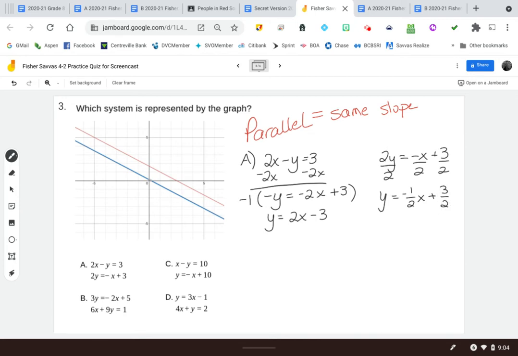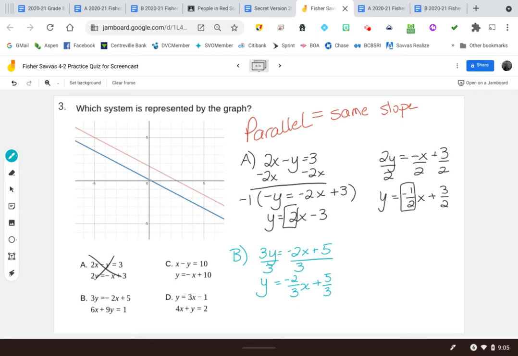If I look at the slope of those two equations, the slope of the first equation in A is 2. The slope of the second equation in A is -1/2. That is not the same slope, so it cannot be A. All right, let's move on to B. In problem B, I have 3y equals -2x plus 5. To get it into slope-intercept form, I'm going to divide every term by 3, so I end up with y equals -2/3 x plus 5/3.